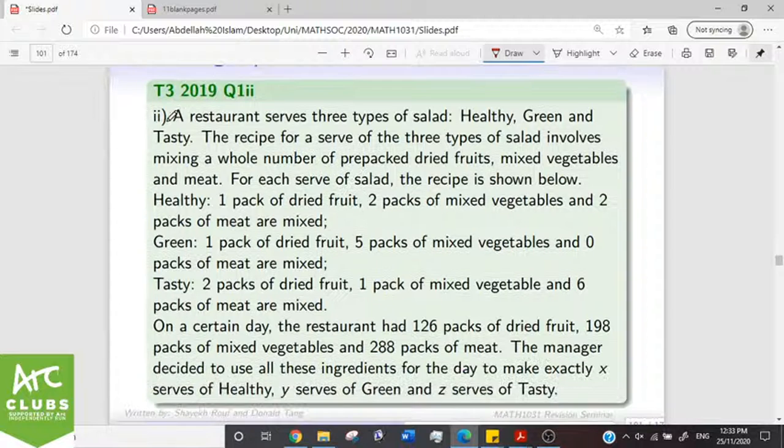So here's a really packed example from 2019. So it gives you a restaurant with 3 types of salads, healthy, green, and tasty. And it's to do with the ingredients involved in these. Okay, so healthy has 1 pack of dried fruit, 2 mixed vegetables, and 2 meats. The green has 1 dried fruit, 5 vegetables, 0 meats. Tasty 2 dried fruits, 1 veggies, and 6 meats.